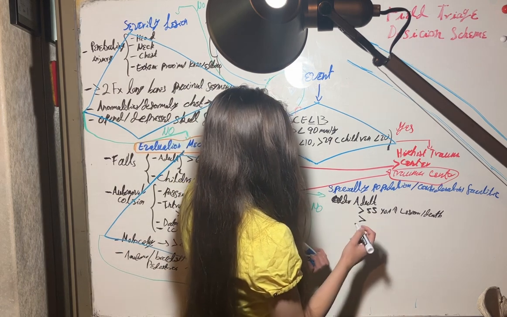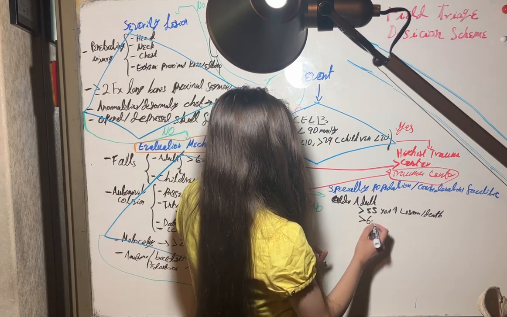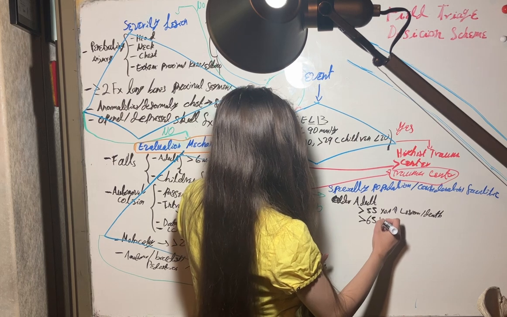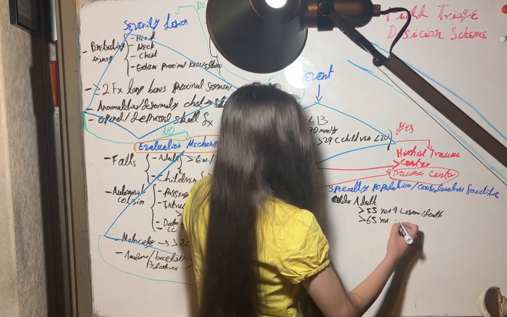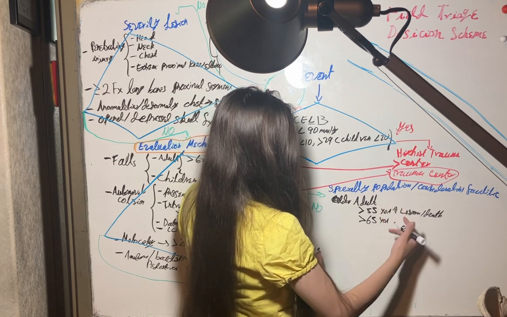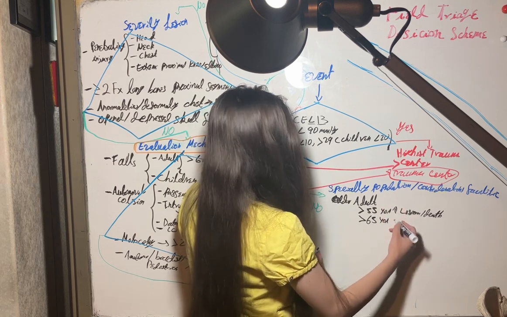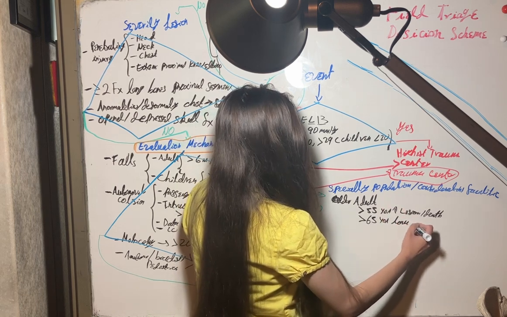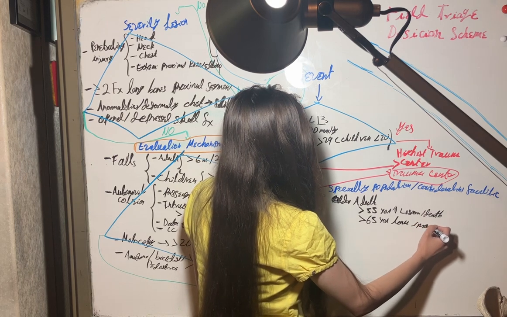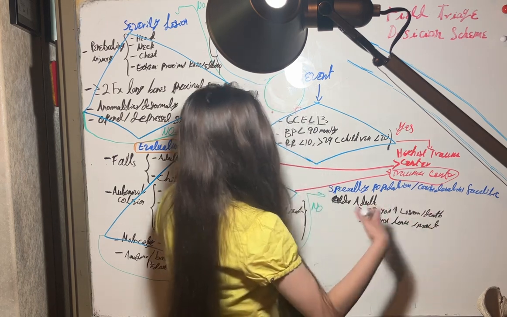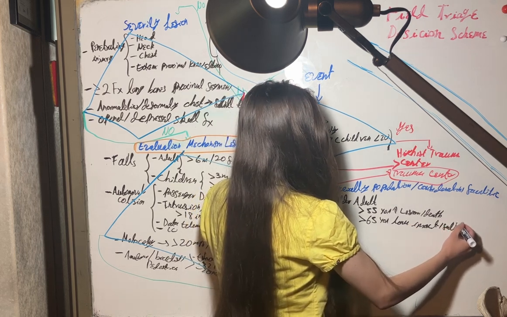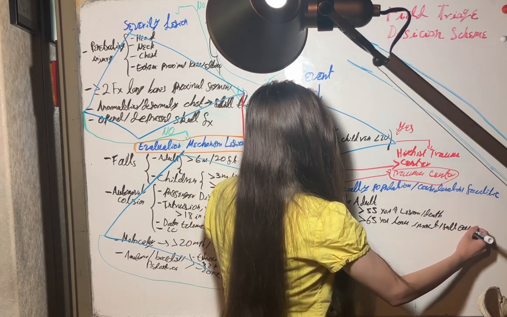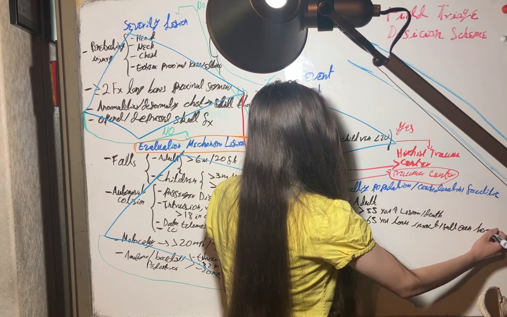Also, if we have a patient who is more than 65 years of age, this patient has risk of having a severe lesion even with low impact collisions. This could be a low impact collision, could be a fall from their own height.